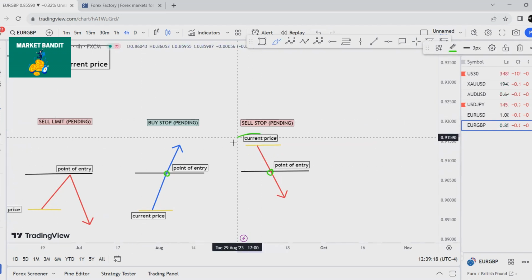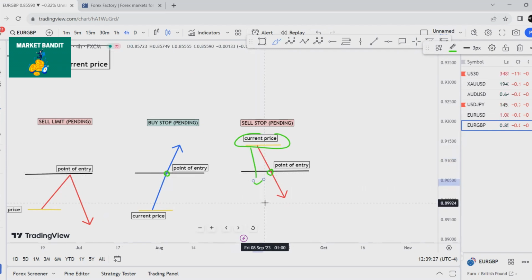So once again, price is higher, right? If you expect price to break this level, and when it does break that level, it will continue the downtrend move, right? You have a sell stop order here. Your order becomes activated, and if it continues moving in your direction, you make profit, right?